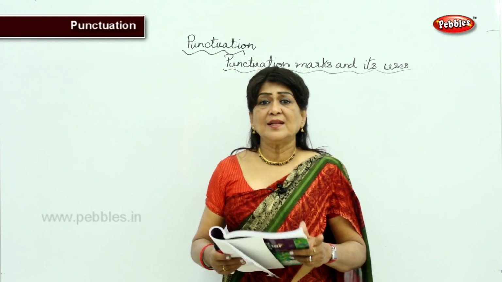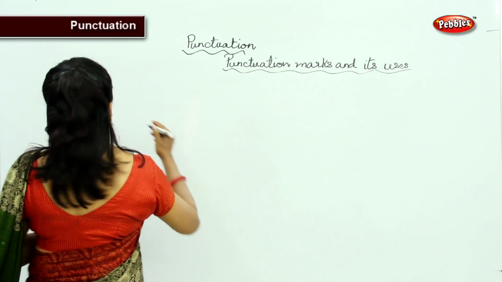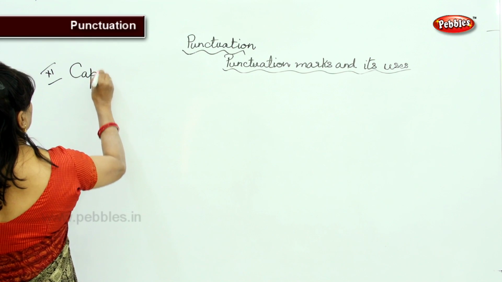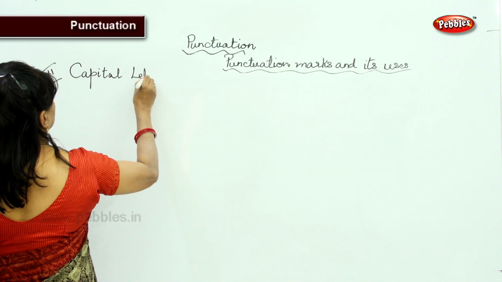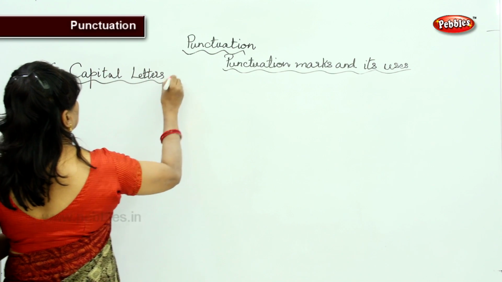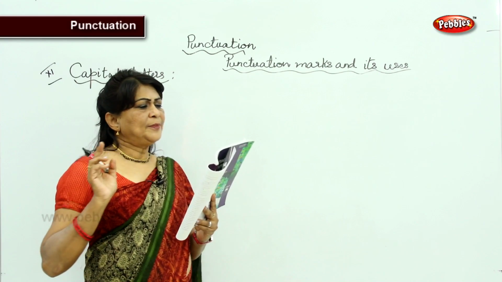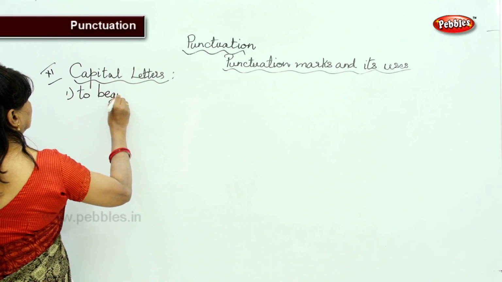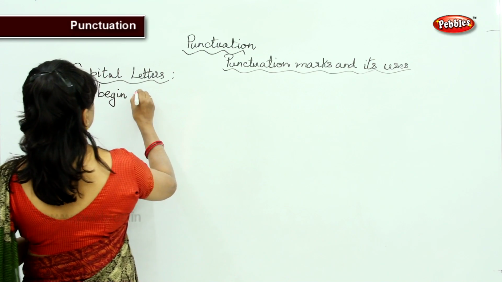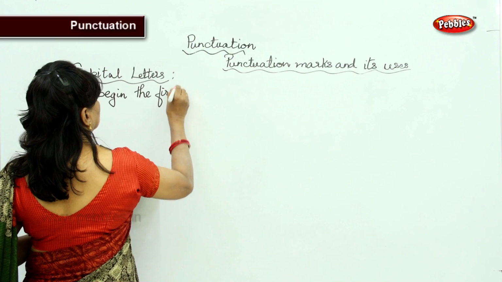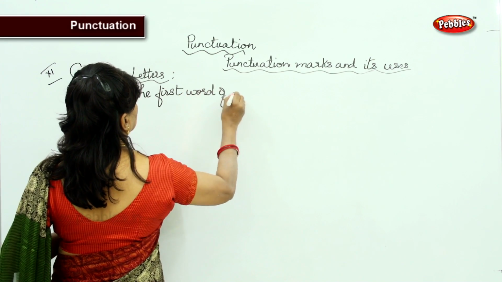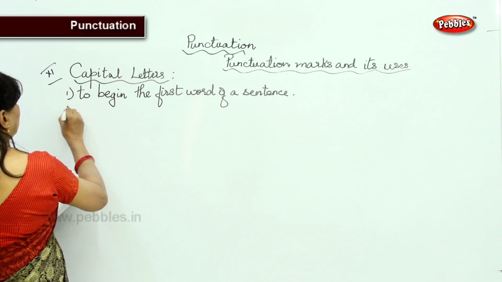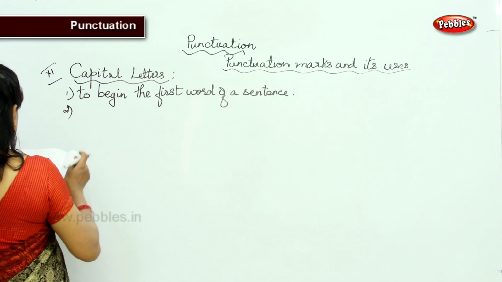Now, we are going to do the last but not the least, the capital letters. Okay, this is the most important of all, the 11th one, capital letters. Capital letters are used, first point, to begin the first word of a sentence. Okay, I will give you the examples afterwards. Now, I will give the points alone, you take down the points, then I will give you the examples.